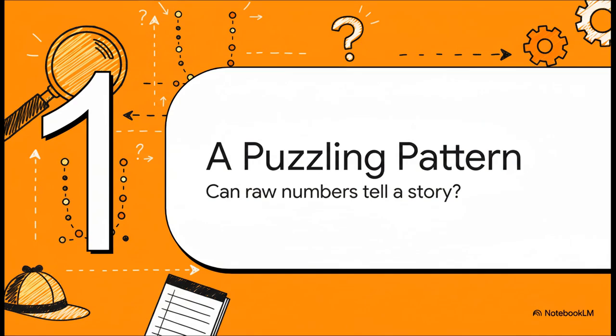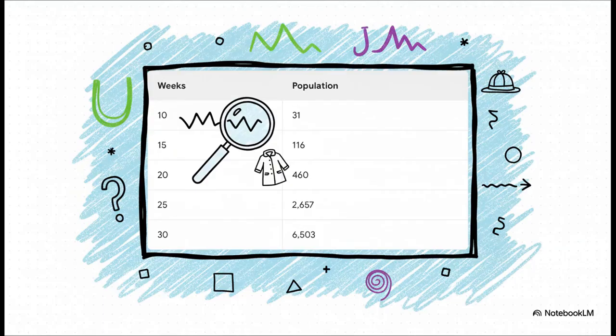Okay, so every good investigation needs a mystery, right? And ours starts right here with a simple set of numbers. And honestly, at first glance, they don't look like much. So here's our case file. We're looking at the growth of a wildflower population. Now check this out. At 10 weeks, you've got just 31 flowers. Barely anything. But fast forward to week 30, and that number has just exploded to over 6,500. Whoa. Clearly something is making this population grow, and grow fast.